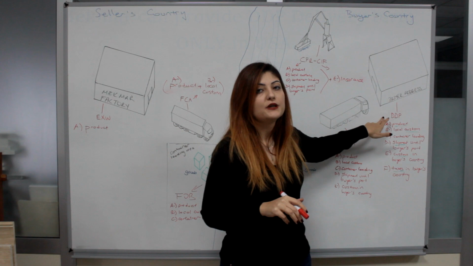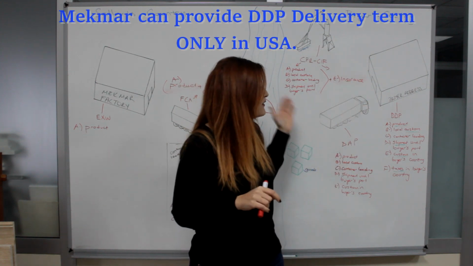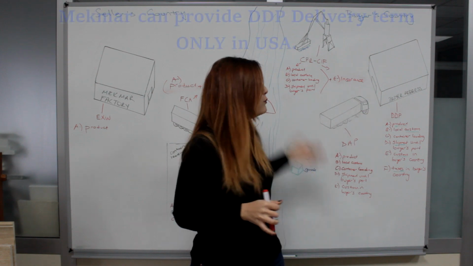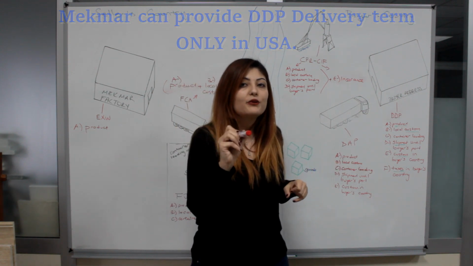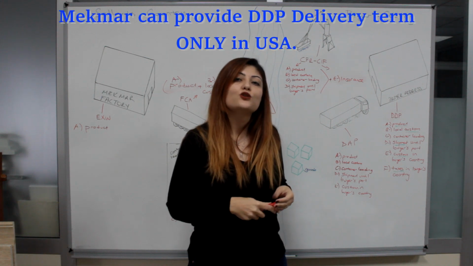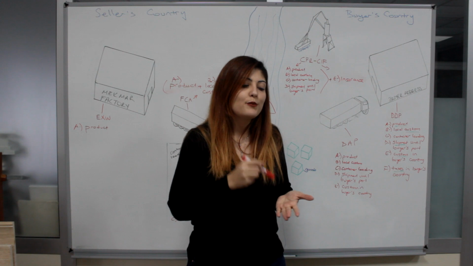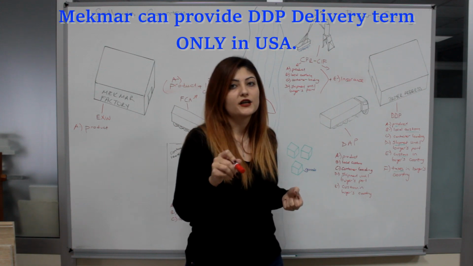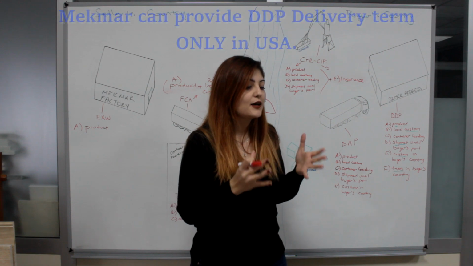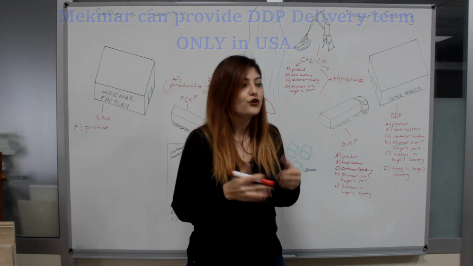But there is one last delivery term that we can only do in the United States, which is DDP. Until here, we do everything for you. We bring the products, we open both customs, everything is okay. But as a buyer, you need to pay some kind of tax to your country, okay? And this process, paying taxes in your country, only you can do it, or any type of local company can do it for you.